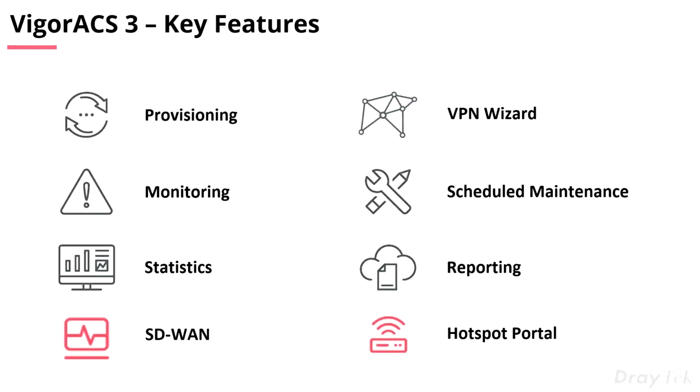So let's take a look at the key features which make up the core functionality in VigorACS 3. First thing is provisioning. This allows automated actions to occur when a new device appears in VigorACS 3. This allows you to automate things like updating devices to the latest firmware version, applying standard configurations such as security settings and profiles. There might be some specific things that as a company you want to always have set on every single device, and VigorACS has a really nice way of automating that.